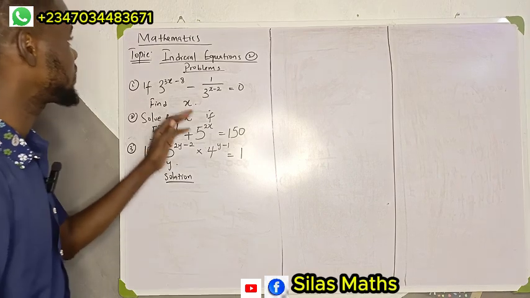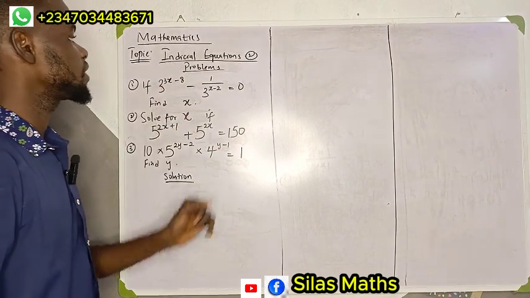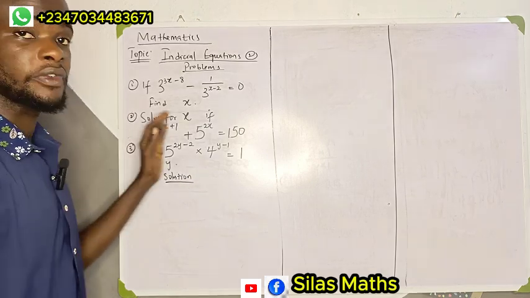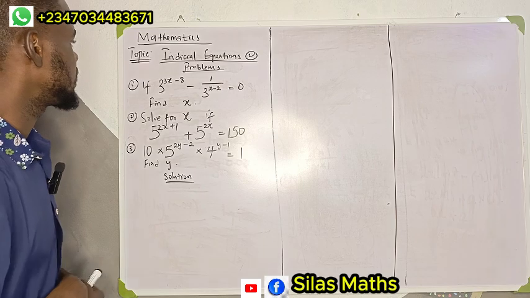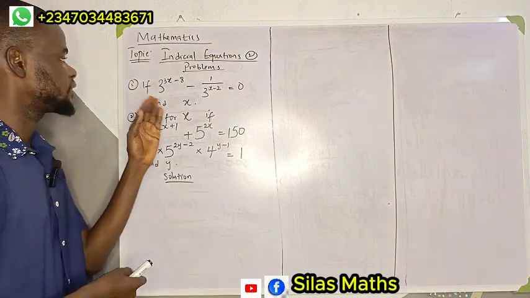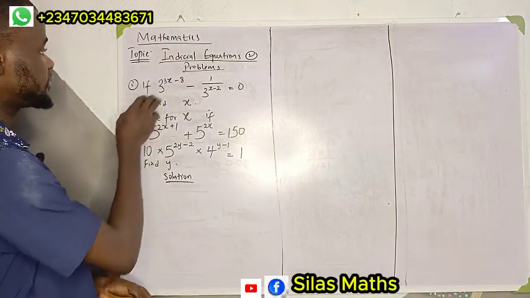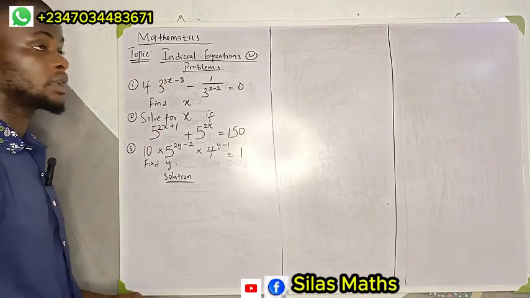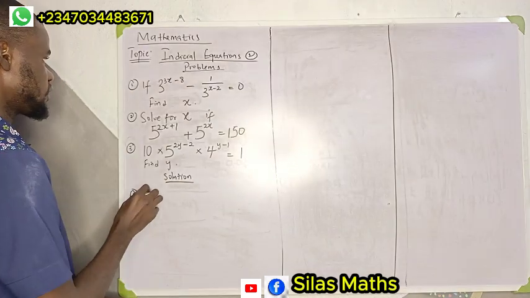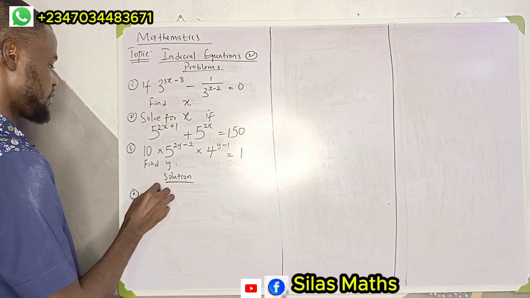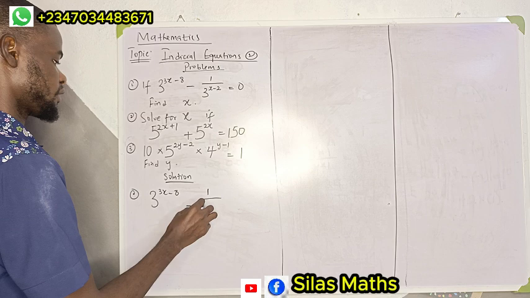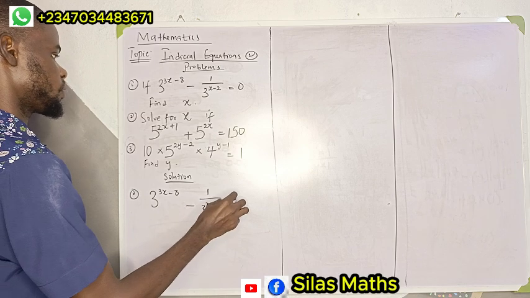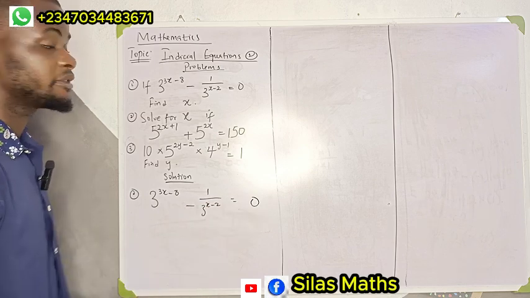Alright, today we're going to look at indicial equations. We've had a class before on that, so let's take a look at these problems. We have the number one question, which reads: if 3 to the power of x minus 8 minus 1 over 3 to the power of x minus 2 equals 0, find the value of x.